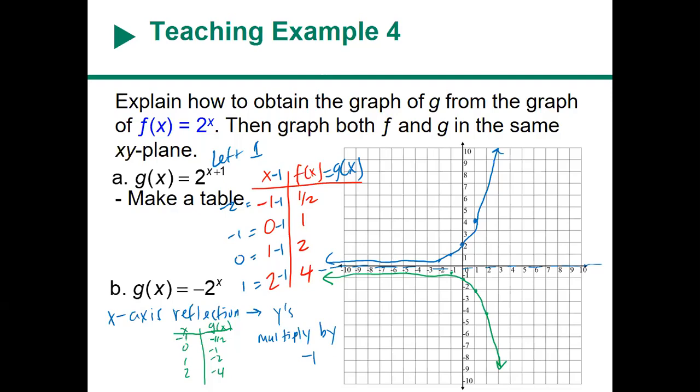How do you feel about being able to do a transformation from a table or just from understanding what's happening to the parent function? Remember, all transformations come from the parent function. It's like they're its babies, its children. It all starts with the parent, and then all the changes come afterwards. But you're manipulating the parent function.